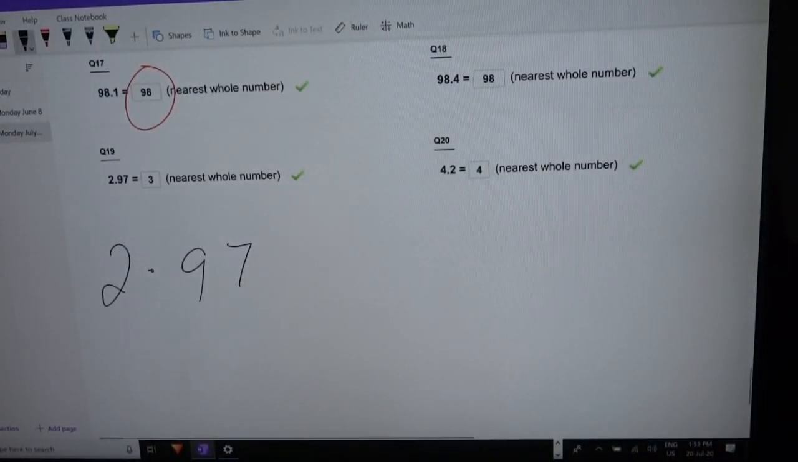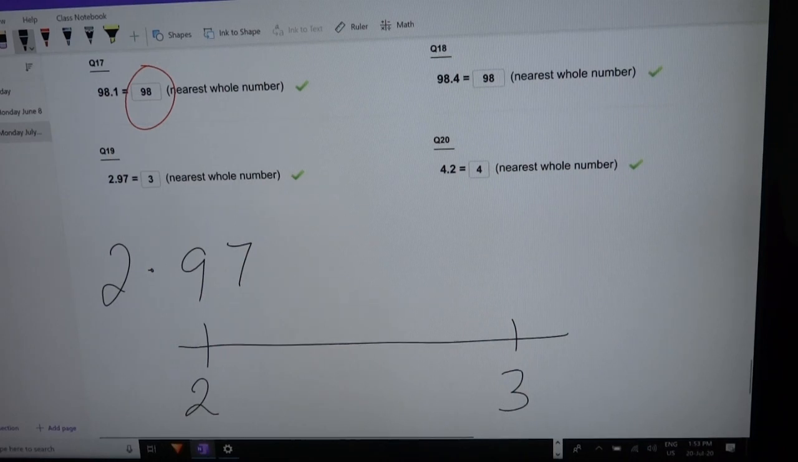Looking at question 19, our number is 2.97. We've got to write that to the nearest whole number. Once again, they suggest a number line, and obviously we're starting with 2 and we're going to go up to 3. If we look, we've got to represent 2.97 on that number line. There's 2.5. So 2.97 is going to be tucked in here somewhere.